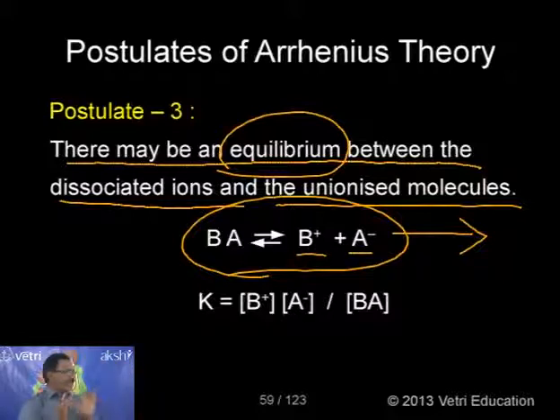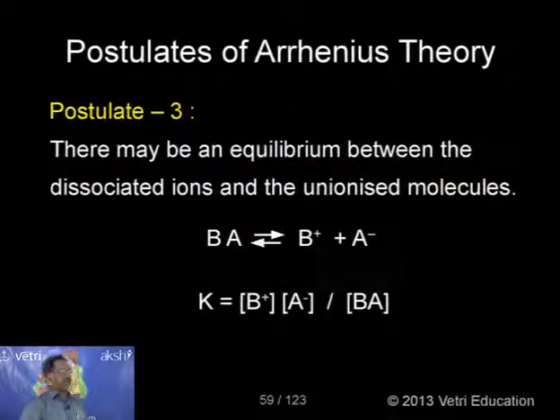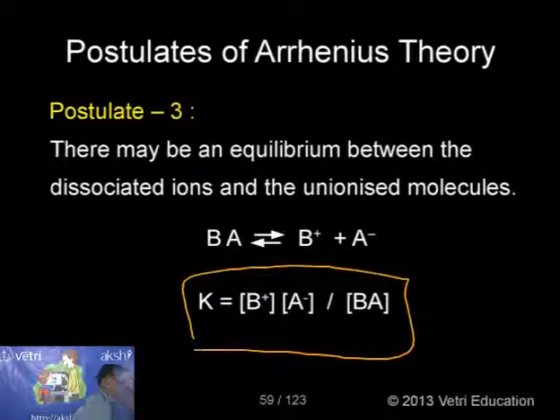So postulate 3 clearly indicates it is applicable for weak electrolytes. There may be an equilibrium between the dissociated ions and the unionized molecule. Only a small amount will be ionized, the other amount will be unionized. So for this case, we can apply the law of mass action, that is, K equals the equilibrium constant, here [B plus][A minus] divided by [BA]. We already discussed Kc and Kp in chemical equilibrium. Here I am just generally representing it as K. Kindly follow. This is the interesting information.